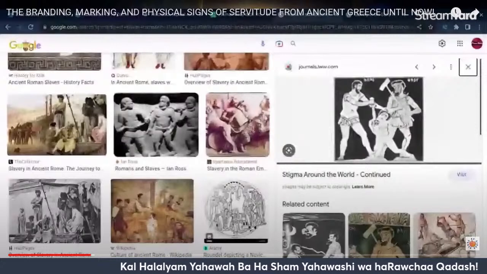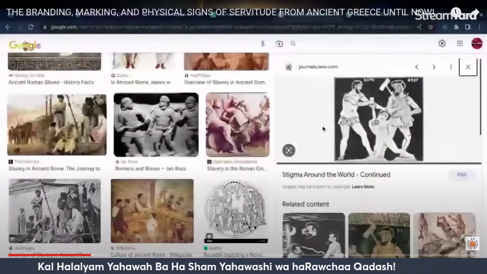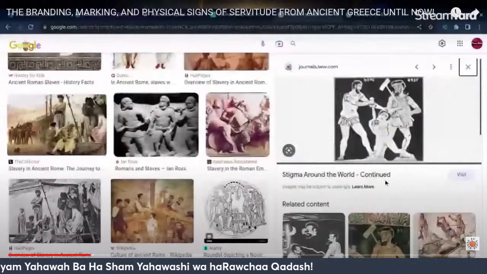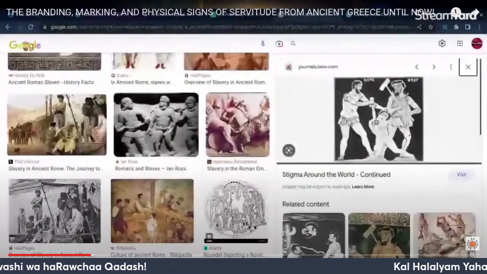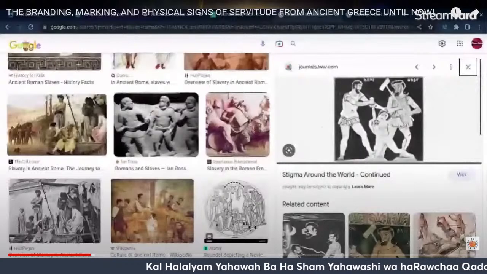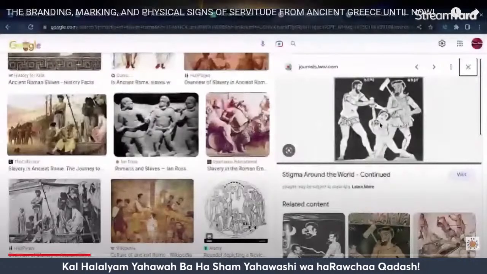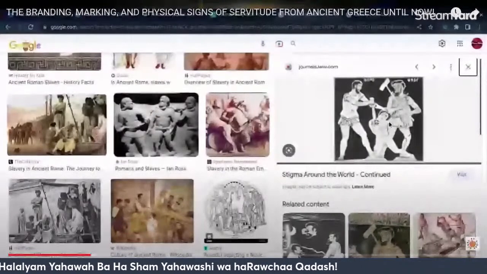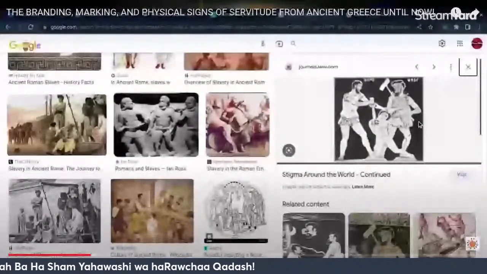This is stigmata around the world pictures, and you can see it here, or type it in yourself, and you'll see men getting branded in the ancient world. He's got the ancient world tunic on. I forget what they call that. But he's branded, they're marking this guy in his flesh, probably a slave, or could be a new recruit.